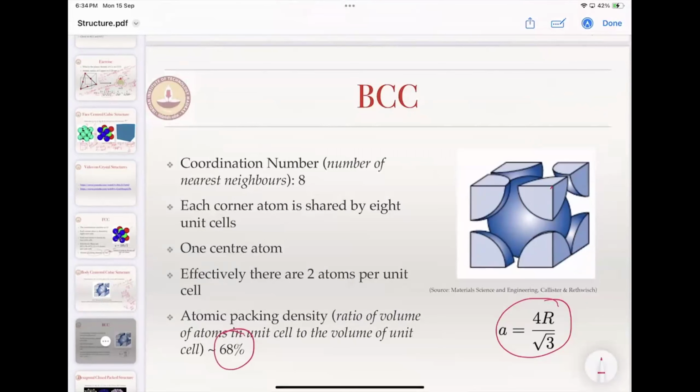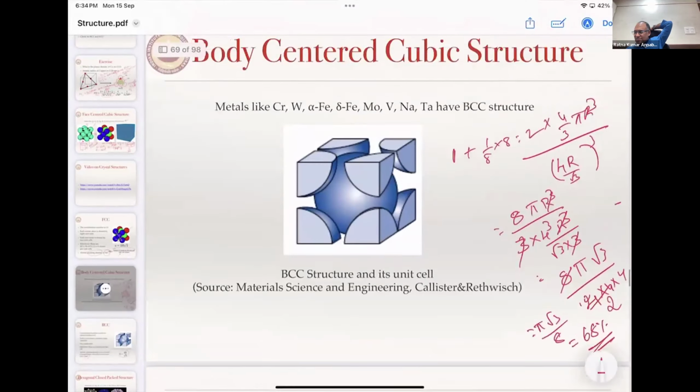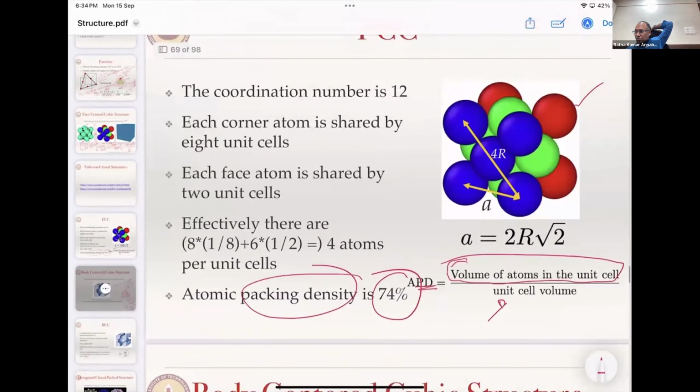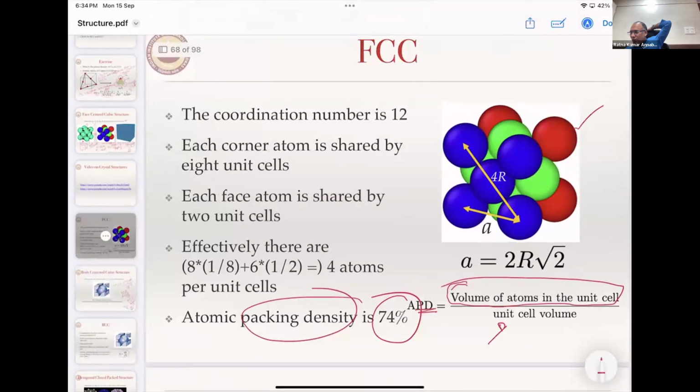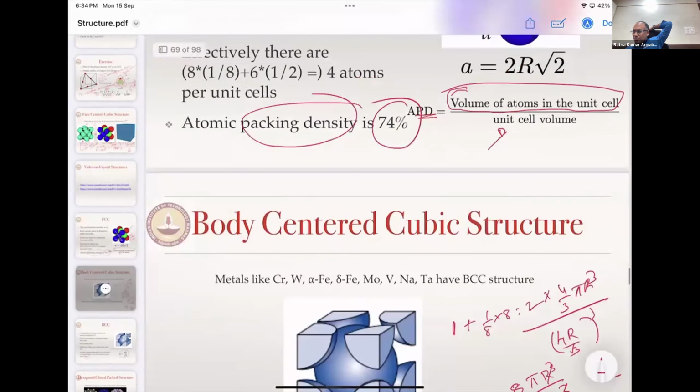The length is equal to root 2, correct? So the point here is the volume. So FCC, you will see that amongst all the crystal structures, FCC is the most densely packed system and BCC is not that much.